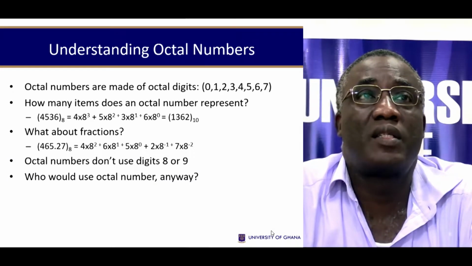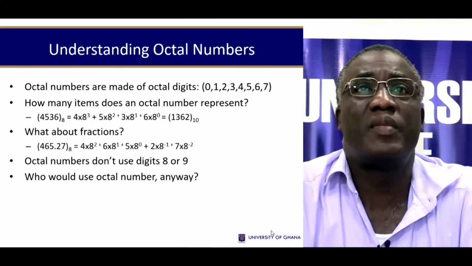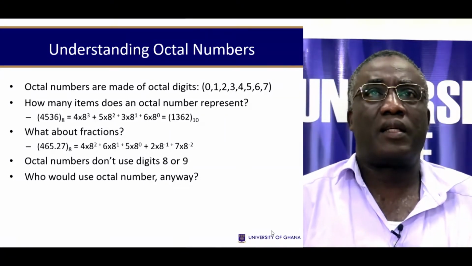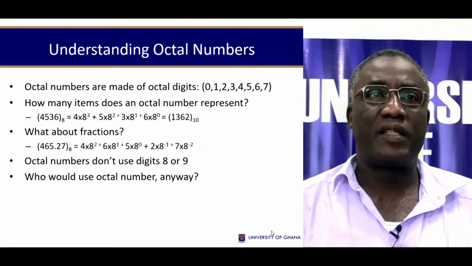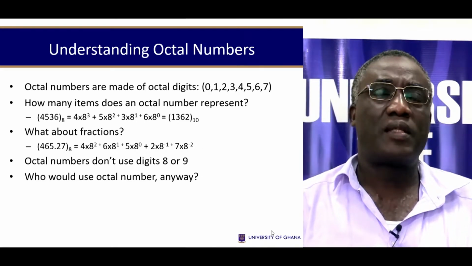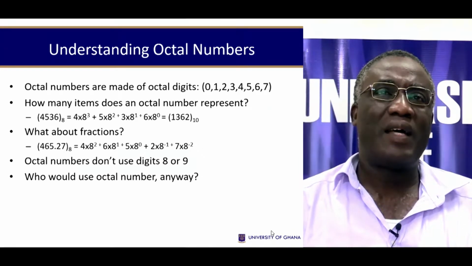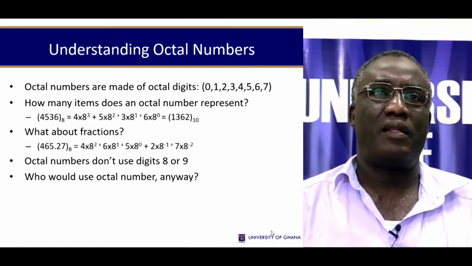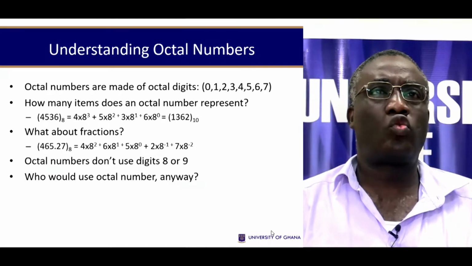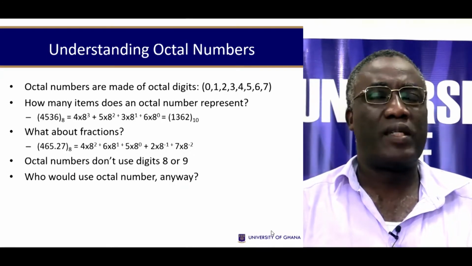So, the octal number system. The octal number system is made up of octal digits, that is 0, 1, 2, 3, 4, 5, 6, and 7. Note that whenever we talk about a certain number system, that digit itself is not represented in the system. So in the binary number system, for example, we had the digits 0 and 1. 2 itself was not represented.